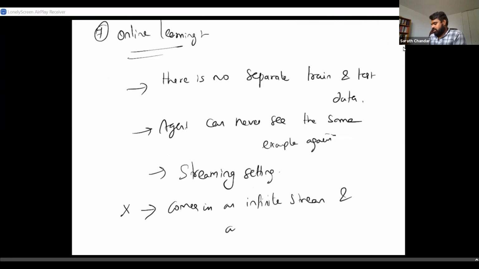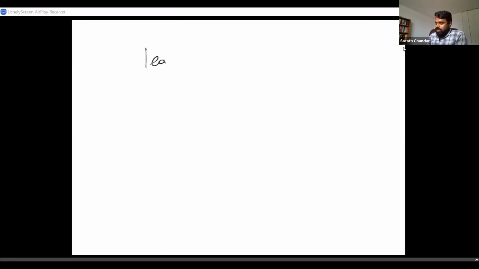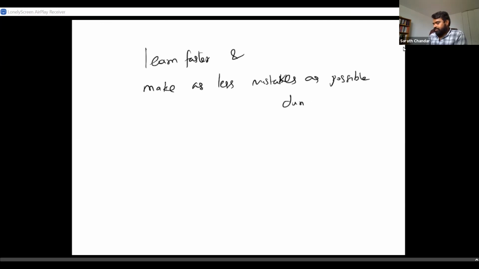Okay, an agent makes a prediction for y. Once you make the prediction, it receives the true y, and then it continues. This kind of setting requires systems which are able to learn faster and make as few mistakes as possible during learning.